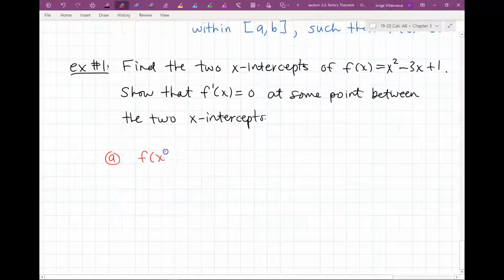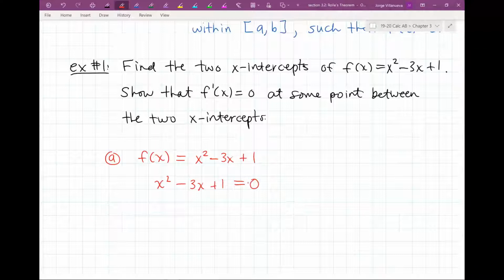So we have f of x equal to x squared minus 3x plus 1. Now, if I want to find the x-intercepts, I'm going to take the function and set it equal to 0. That's basically saying, when is its height equal to 0? The problem is I can't factor this, at least not normally. So I'm going to have to complete the square. So x squared minus 3x is equal to negative 1.